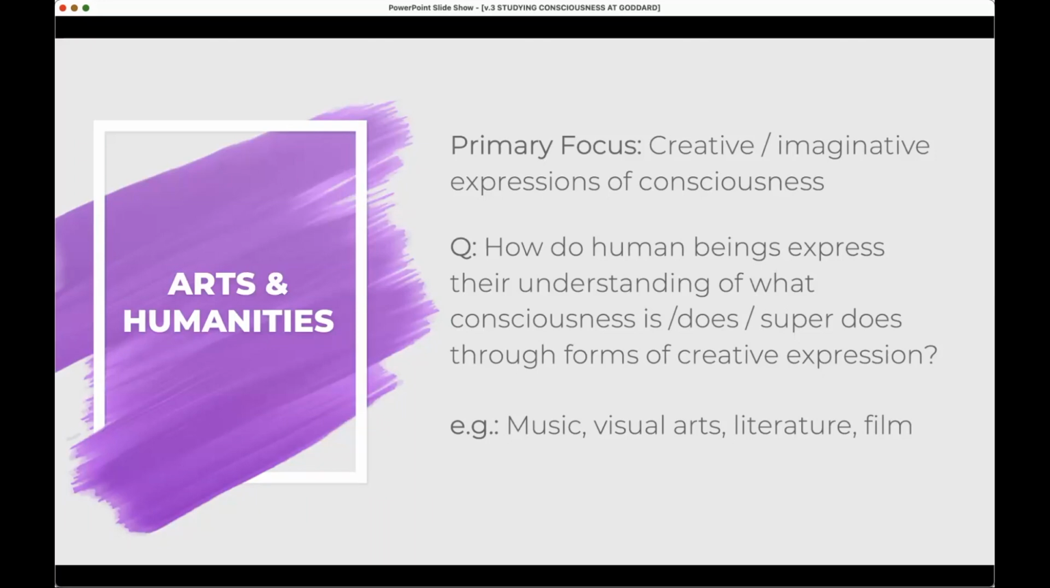So, yeah, personally, I'd love to see somebody do a thesis on how consciousness and theories of consciousness are portrayed in the science fiction genre. That's my wish. Anyway, very open to possibilities, and I find this one particularly exciting, especially as I feel it's very underutilized at Goddard, and I'd love to see more students take advantage of the opportunities within studying consciousness in this particular domain.